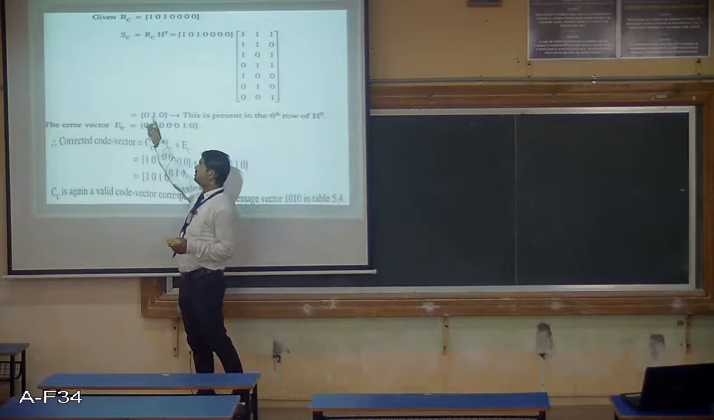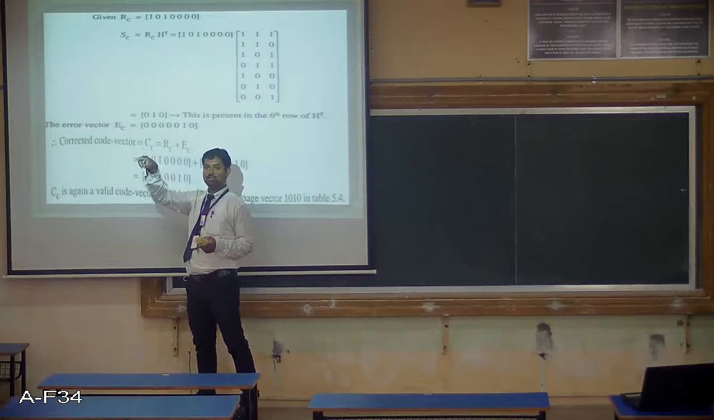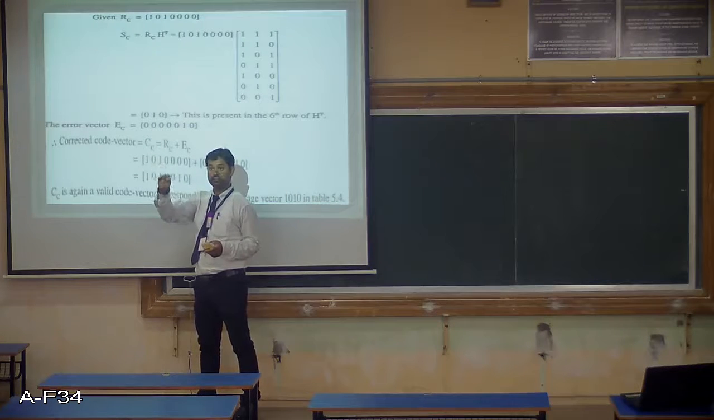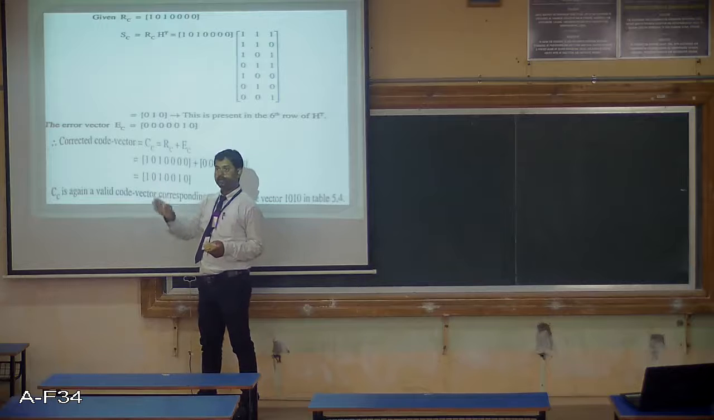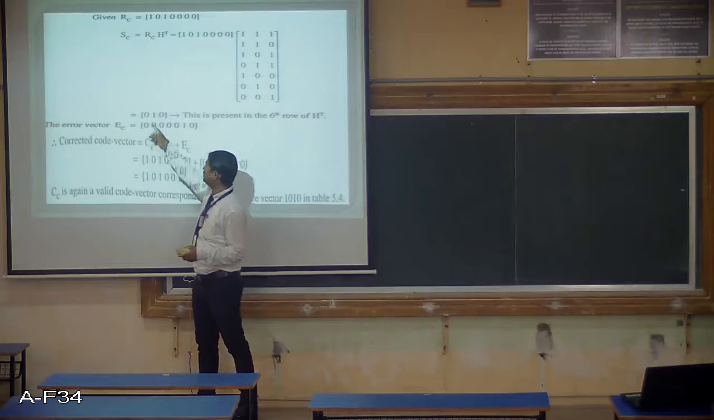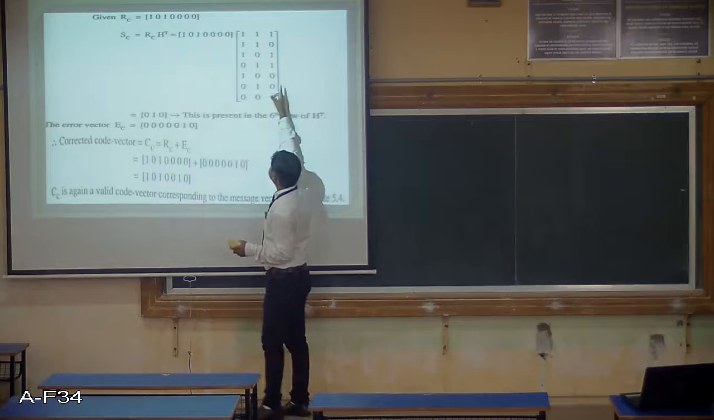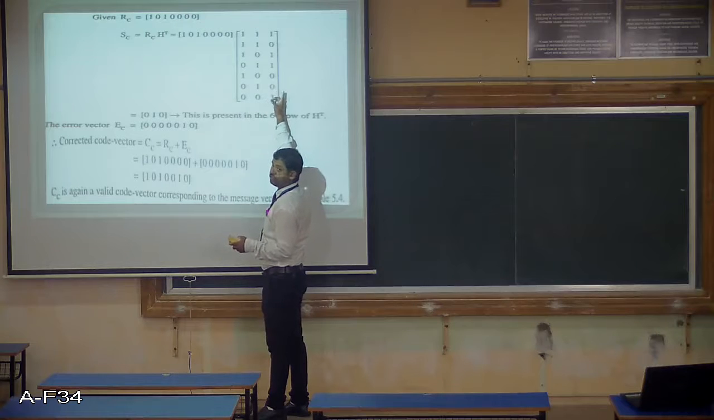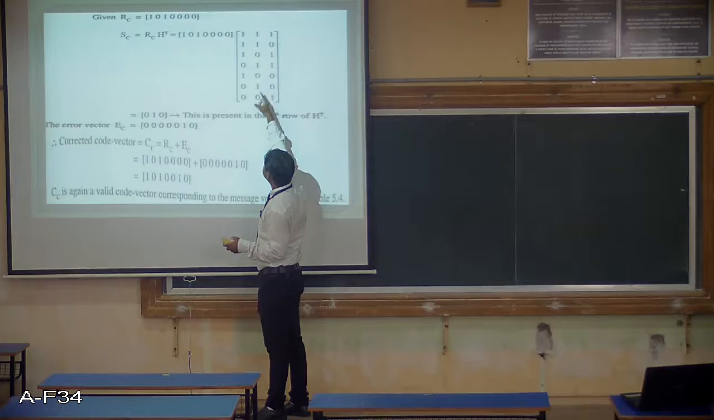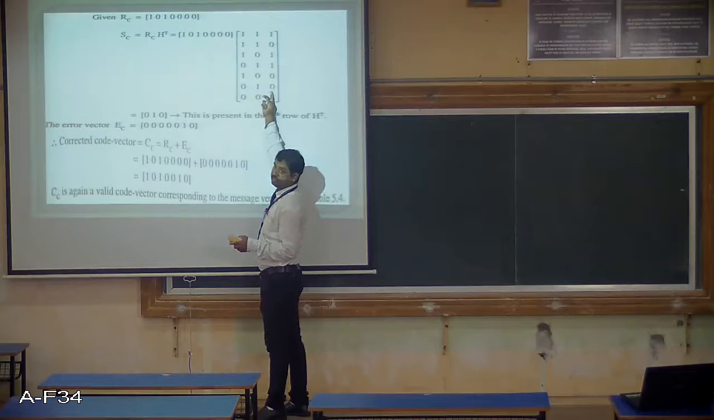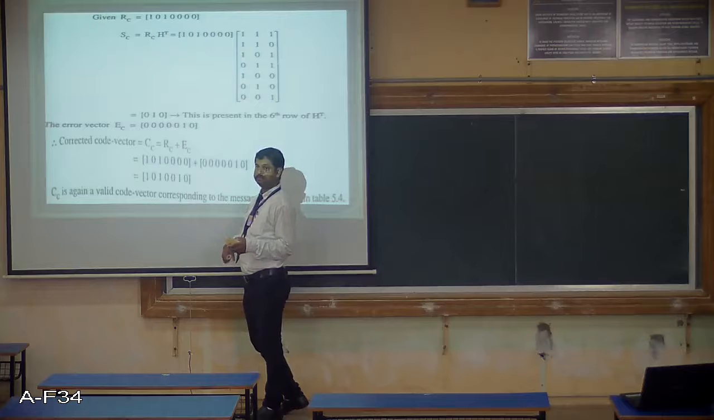So the syndrome value is 0, 1, 0, which is not equal to 0, meaning there is an error. Where is the error? If you want to know the position, look at this pattern 0 1 0. Check it in the first row of H transpose, not there. Second, no. Third, no. Fourth, no. Fifth, no. Sixth, yes. So the error is in the sixth bit.